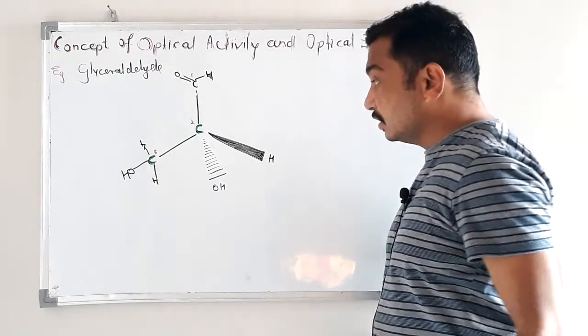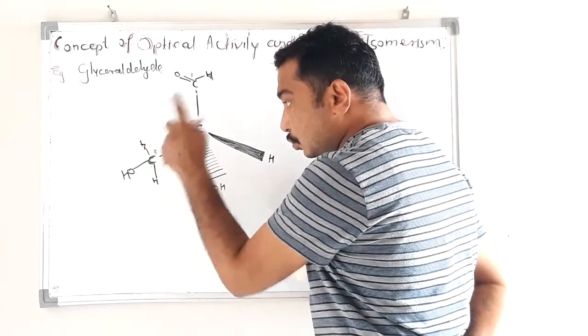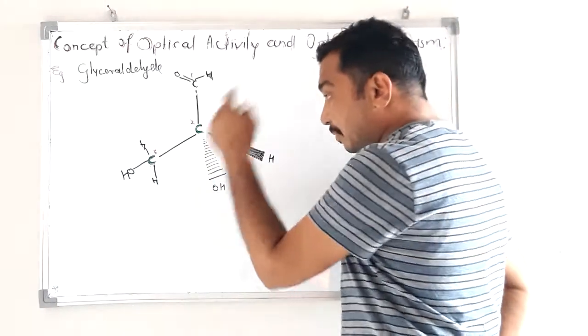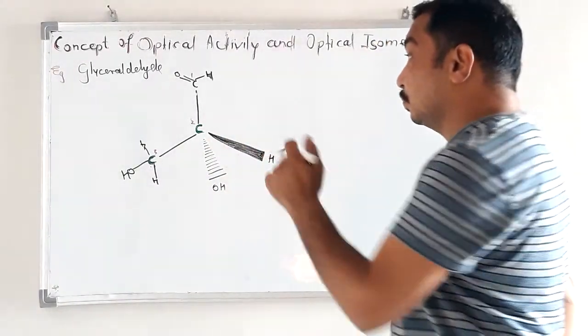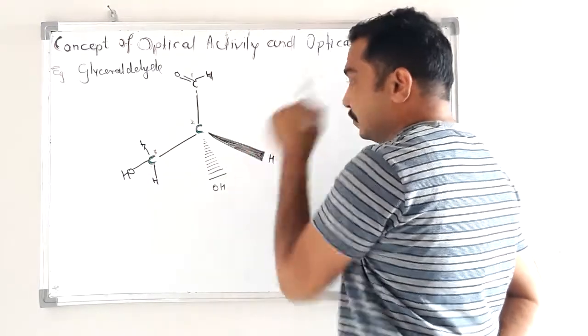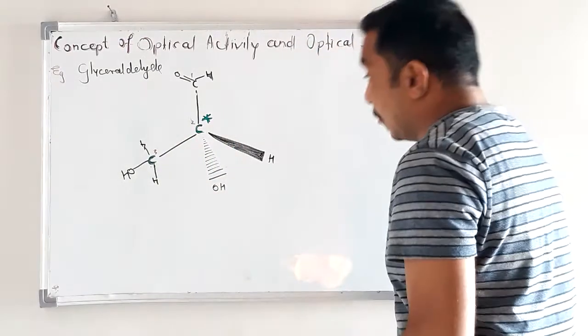Let us see whether they are asymmetric or not. What about carbon number 3? Carbon number 3 is attached to 2 hydrogen atoms, therefore it is not asymmetric. Carbon number 2 is attached to 4 different groups: aldehyde, CH2OH, OH and H. So this is an asymmetric carbon atom, so it is optically active.